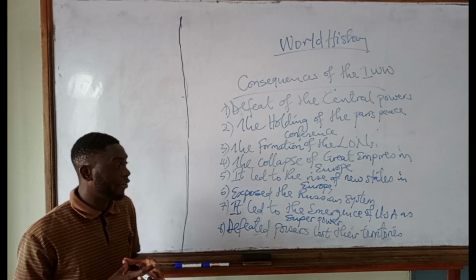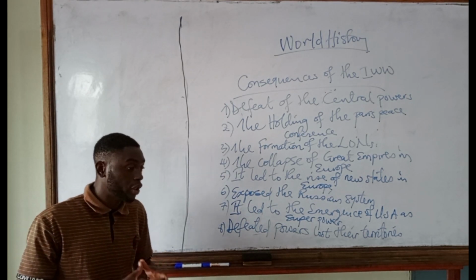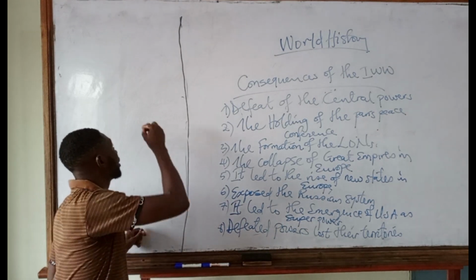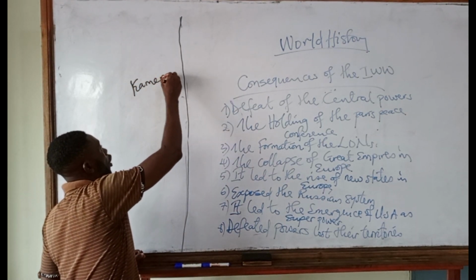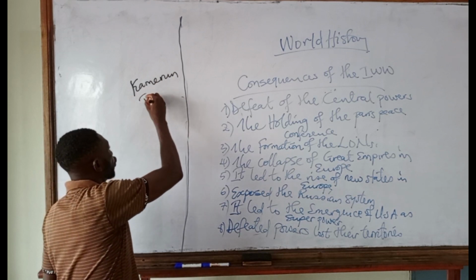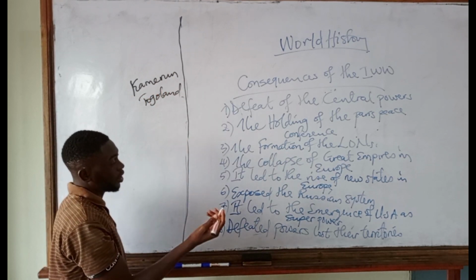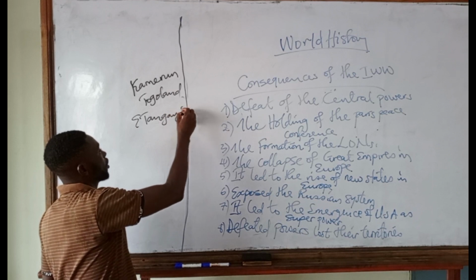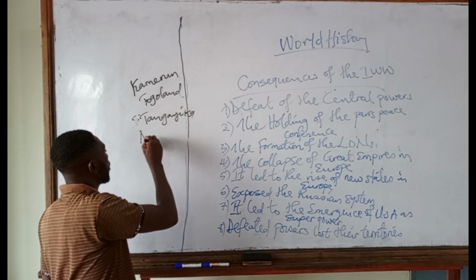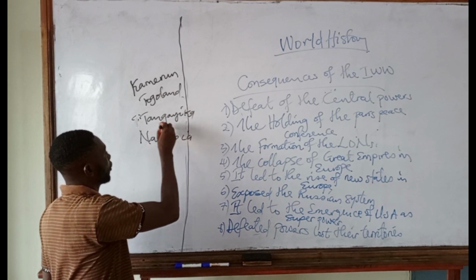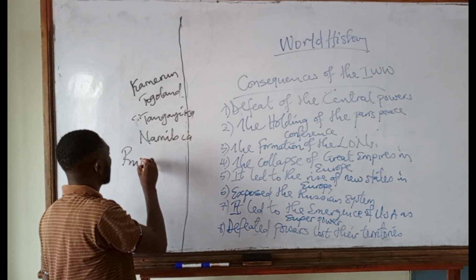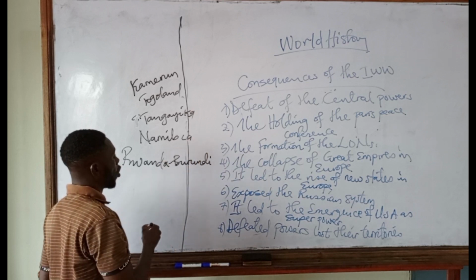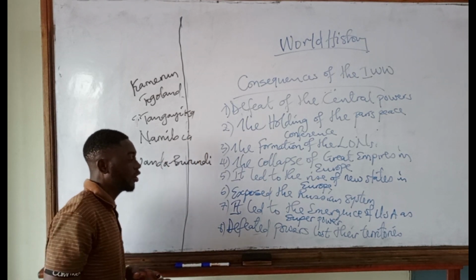Germany lost its territories in Africa and her islands in the Pacific, such as Samoa and Carolina. In Africa, Germany lost territories such as Cameroon, which was lost to Britain and France, who partitioned it. Togoland was also lost to Britain and France, who partitioned it. German East Africa, which we call Tanganyika, was given to Britain. German Southwest Africa, or Namibia, was given to South Africa, and another German territory, Rwanda-Burundi, was given to Belgium.